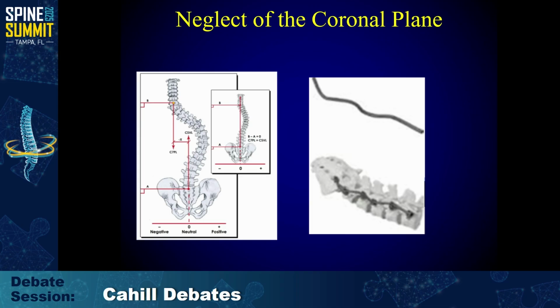Next is the complete neglect of the coronal plane. So some of the early work that I actually did with Metacrea, looking at pre-contoured rods, this was actually a rod that was bent for me, subsequently discarded, and I used a rod that I created intraoperatively, but that is an actual rod that was created in the early days.